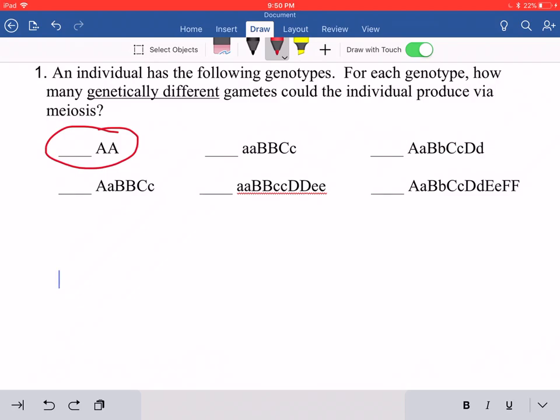And what we're trying to figure out is how many genetically different gametes, sperm or egg cells, depending on if it's male or female, this individual could produce. And so here we have a homozygous dominant individual for this particular trait. And what you can see here is that the individual can either pass on a big A or a big A. There's not a lot of choice. So really, there's only one genetically different gamete that it could produce because you don't have that many choices.